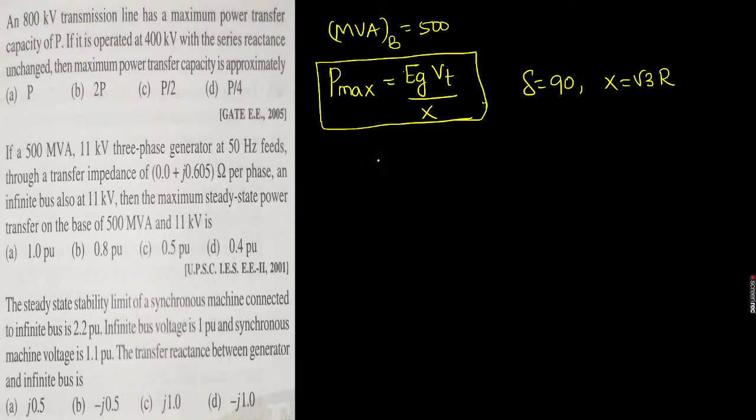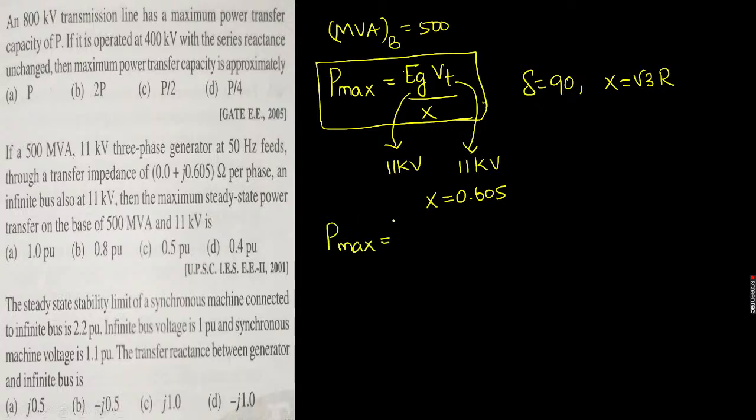Next, they clearly told the generated voltage, the rating of the generator, is 11 kV, and the terminal voltage at the infinite bus is also 11 kV. And the reactance X they told is 0.605 per phase. Everything is clearly specified, so we can easily identify the maximum power.